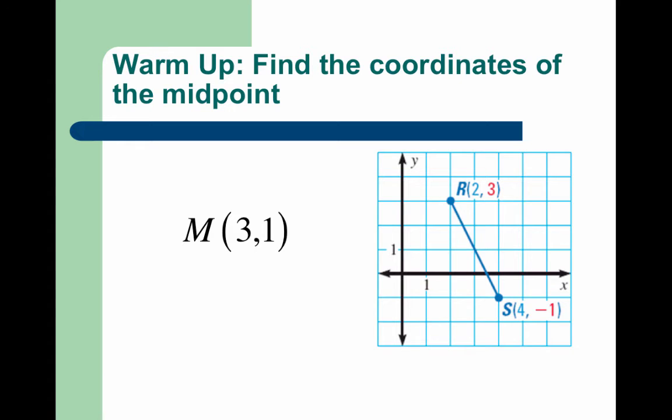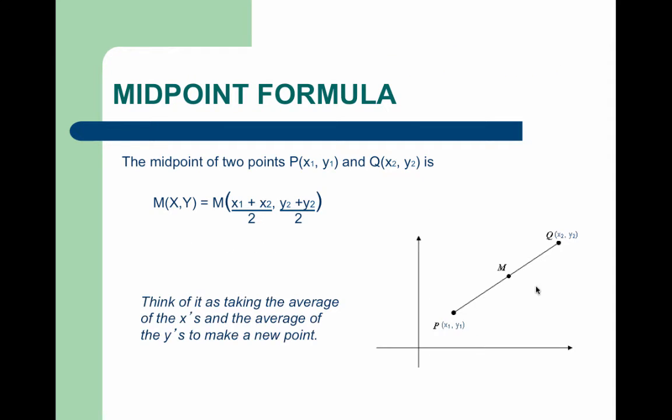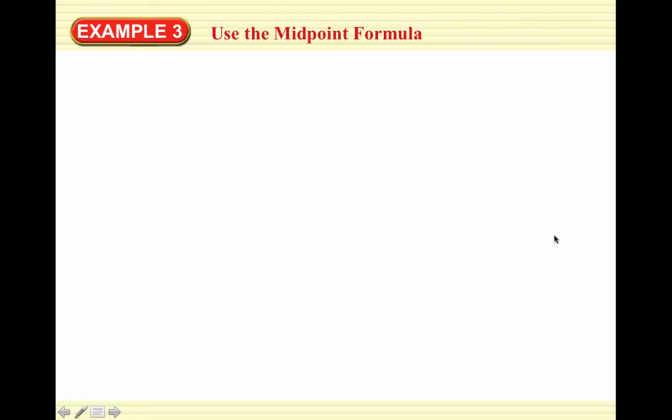So let's talk about how I found that. Algebraically, it's the idea of taking the average of the x's and the average of the y's to make a new point. So I can take x1 plus x2 and divide by 2, and that'll give me the x coordinate. And I can take y1 plus y2 divided by 2, and that'll give me the y coordinate.